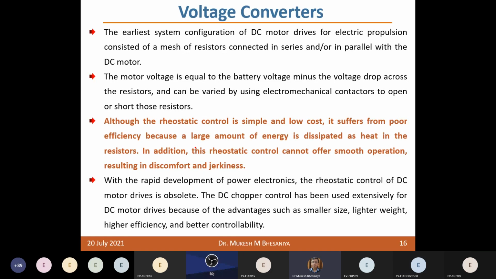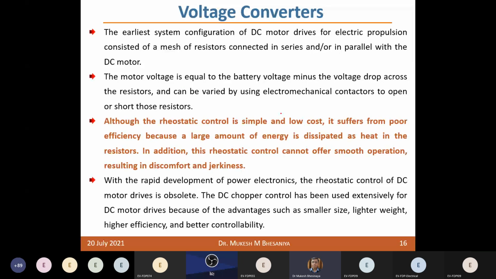So earlier, people were using these resistors to control the speed of a motor. By having a voltage drop across the resistor, you can control the input voltage to the motor. Then instead of resistors, people also started using transistors. They operate the transistor in a linear region, and again you have a voltage drop.